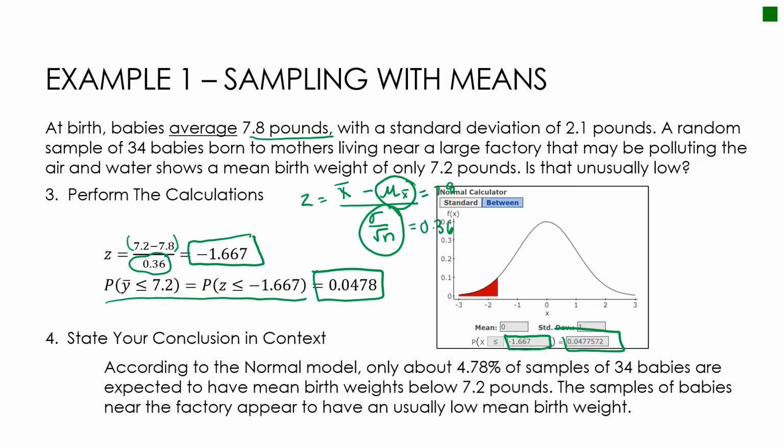Then I need to answer the question, is this unusually low? So it says according to the normal model, only about 4.78% of samples of 34 babies are expected to have a mean birth weight below 7.2 pounds, and that's assuming that this is correct. If it's true that babies at birth average 7.8 pounds, I'm only going to find a sample with that low of a birth weight 4.78% of the time. And so it does appear, because that doesn't happen very often, that the babies near the factory appear to have an unusually low mean birth weight.